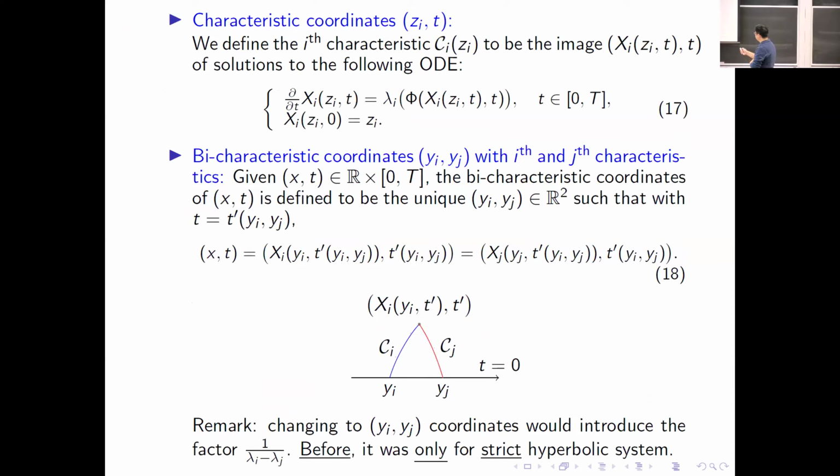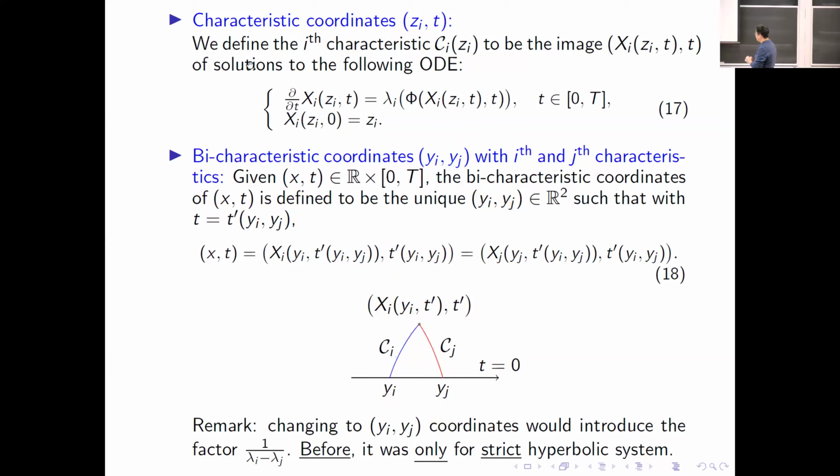The first one, the more traditional one, is the characteristic coordinate: for the initial data starting from Zi, you run a characteristic ODE, and you have T, so the coordinates are Zi and T. For lots of cases, we need to do something more precise and more subtle, so we need to use the so-called bicharacteristic coordinates. For example, for this point, if you go along the Ci family, you go back to the point Yi, and if you go along the Cj family, you go back to the point Yj.